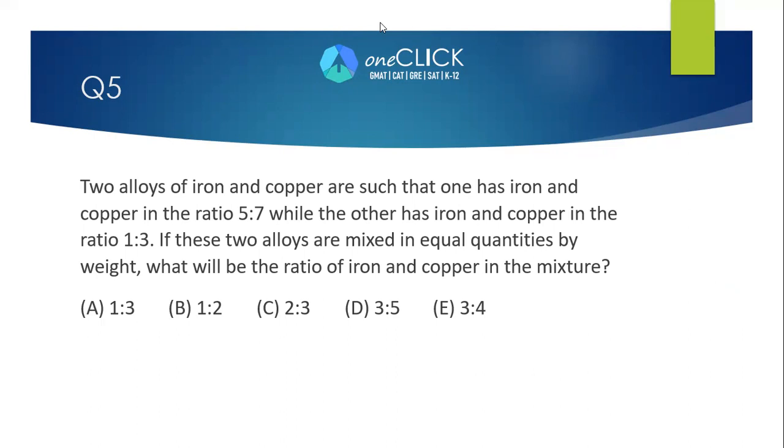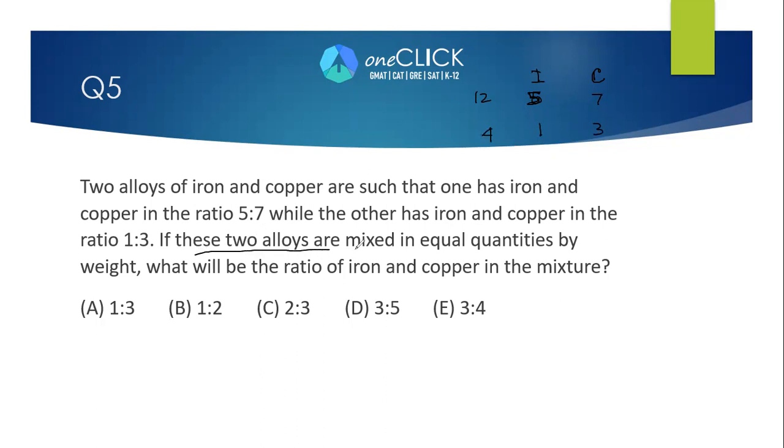All right. Let's see. So it says that you have one alloy having the ratio of iron and copper in the ratio 5:7. The other one has 1:3. Now 5:7 means out of 12 parts, you have 5 and 7. Okay. The basic idea of ratios. Whereas this means out of 4 parts, you have 1 and 3.